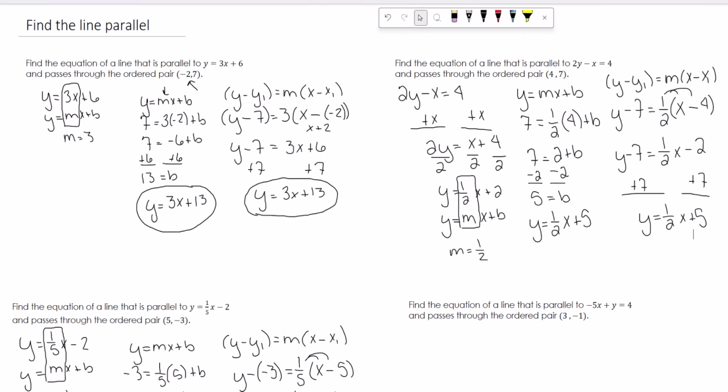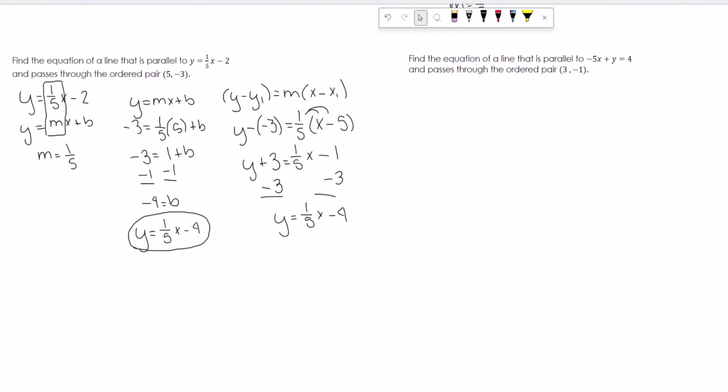Cool. Okay. You get to try this one by yourself. You're going to pause the video, work the problem, and then press play for us to work it together.